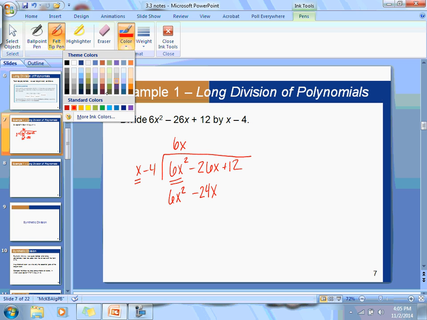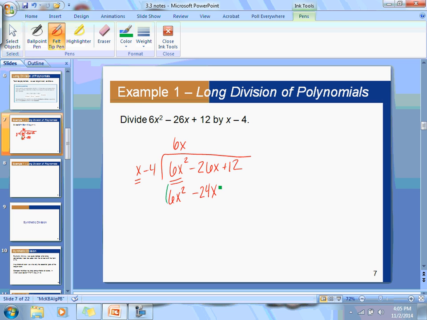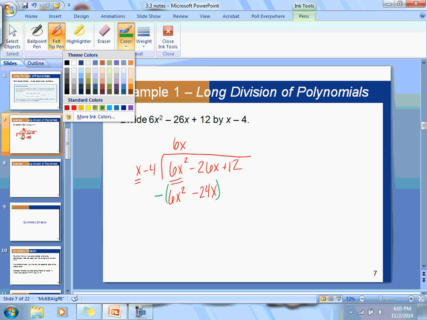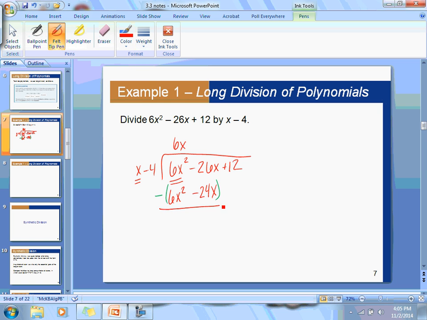Now, I always tell my students to put those terms in parentheses and then subtract, because that's basically what you're doing. And sometimes students forget to subtract both terms. They subtract the first two and then they just combine these two. You have to remember that your sign is going to change for that second term because you're subtracting the whole binomial. So the 6x squared and the 6x squared, they're going to cancel. And then negative 26x plus 24x will be a negative 2x. And then you bring down your next term, the plus 12.